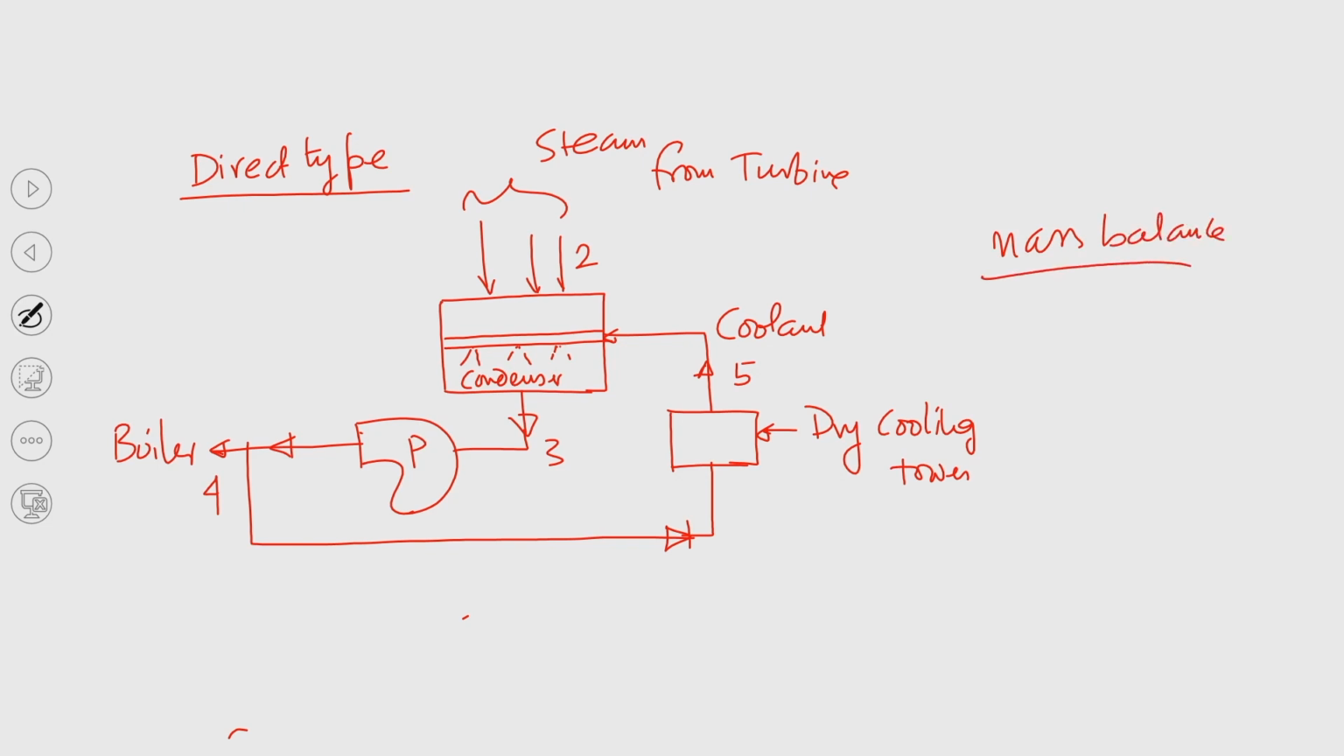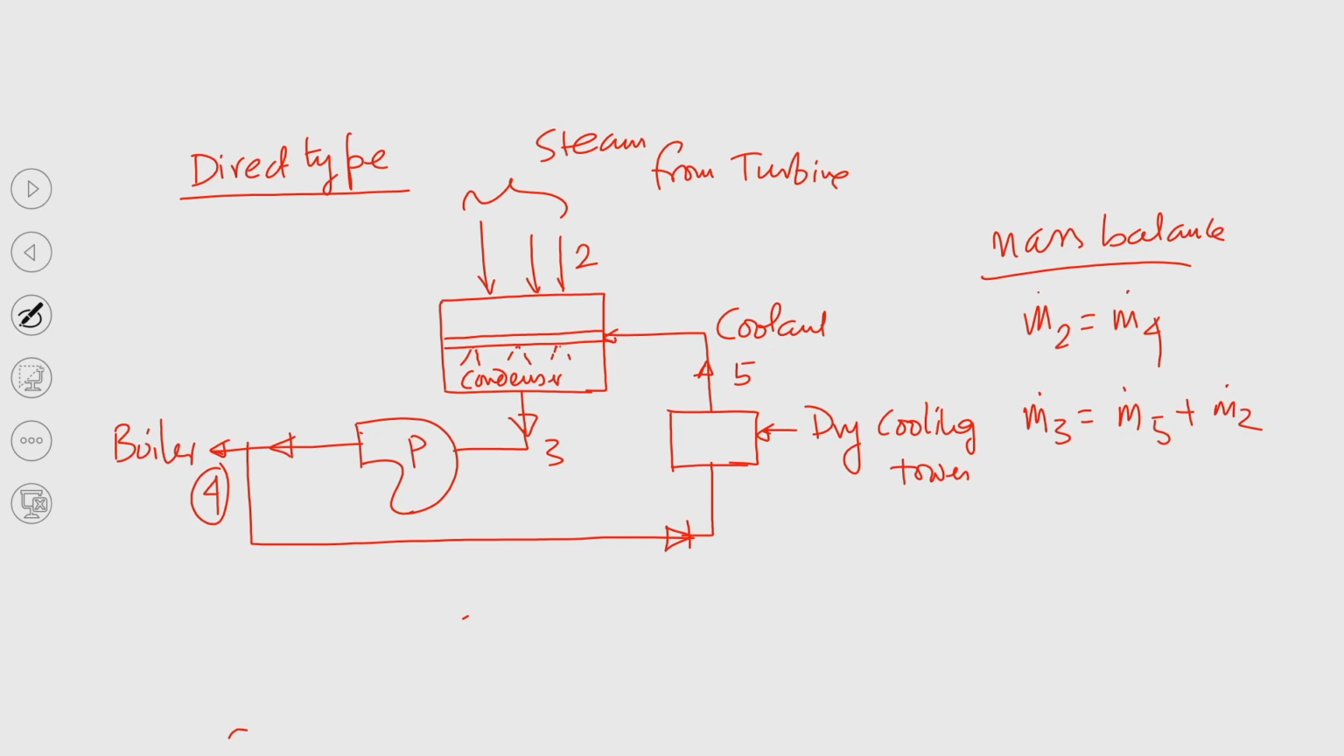What is the mass balance? See, m dot 2 will be equal to m dot 4, right. So, the amount of condensate supplied to the boiler is equal to the steam mass flow rate that is taken into the condenser, and m dot 3 equal to m dot 5 plus m dot 2, right.